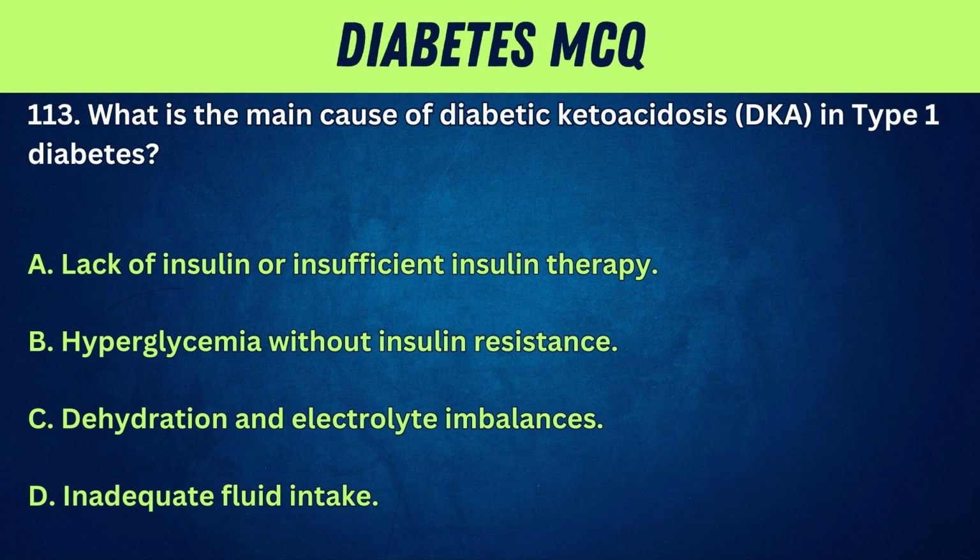113. What is the main cause of diabetic ketoacidosis, DKA, in type 1 diabetes? A.